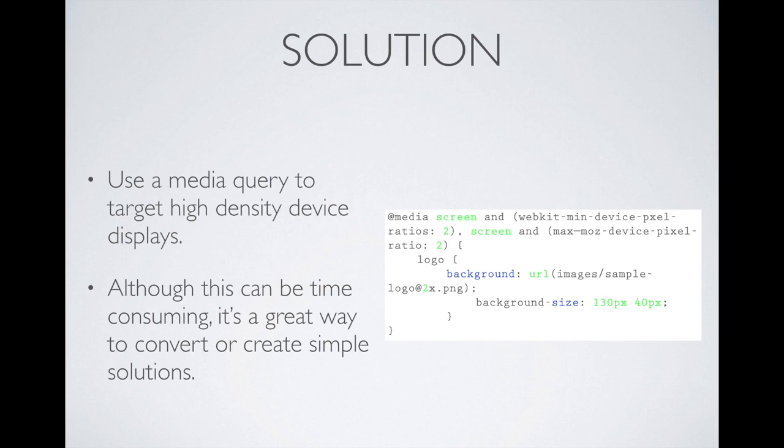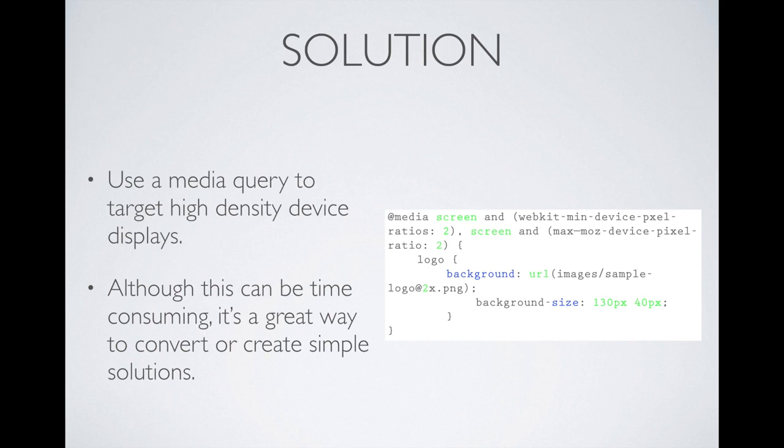So, a solution, obviously, that's why I'm talking about it. This one is simple. There are other solutions that you can do, but I wanted to present this one because it's simple, it's quick, it's great for quick conversions, and that's just using a media query to target those high density device displays, like the 4S or the iPad with Retina, or even a 15-inch MacBook Pro. Although it can be time consuming, it's a great way to create simple solutions.